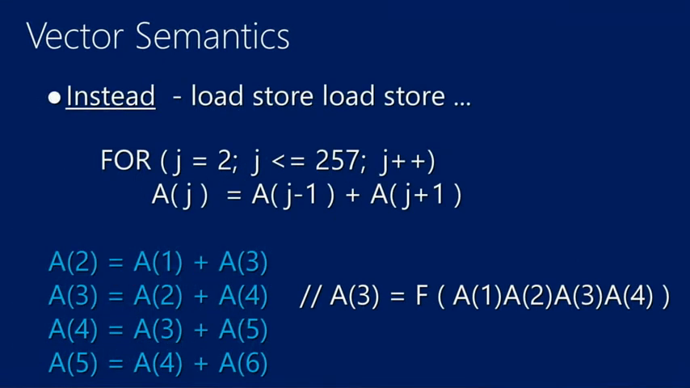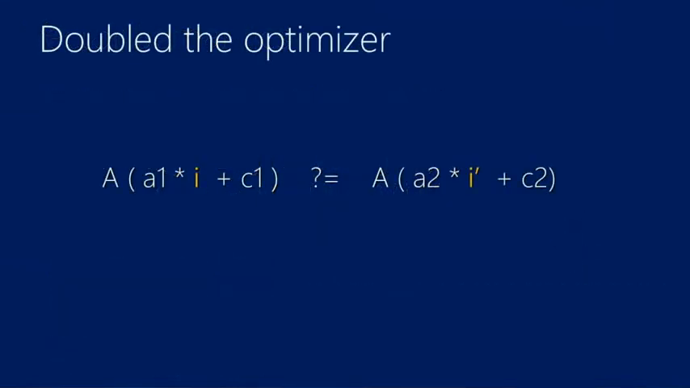So now, if you look at the sequential loop, and I won't animate that, fortunately, you'll see that a sub 3 is a function of a1, a2, a3, a4. So clearly, that's a visual for why we've got to do the math to prove that it's legal to vectorize. So basically, we doubled the size of the optimizer and its analysis in order to actually model simple equations like this.